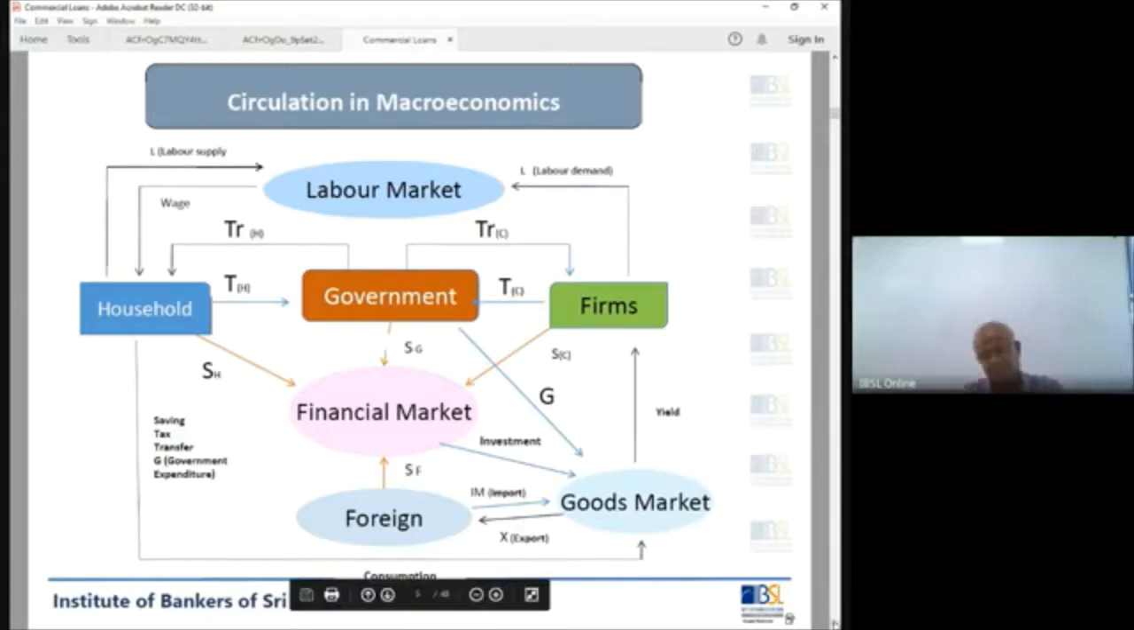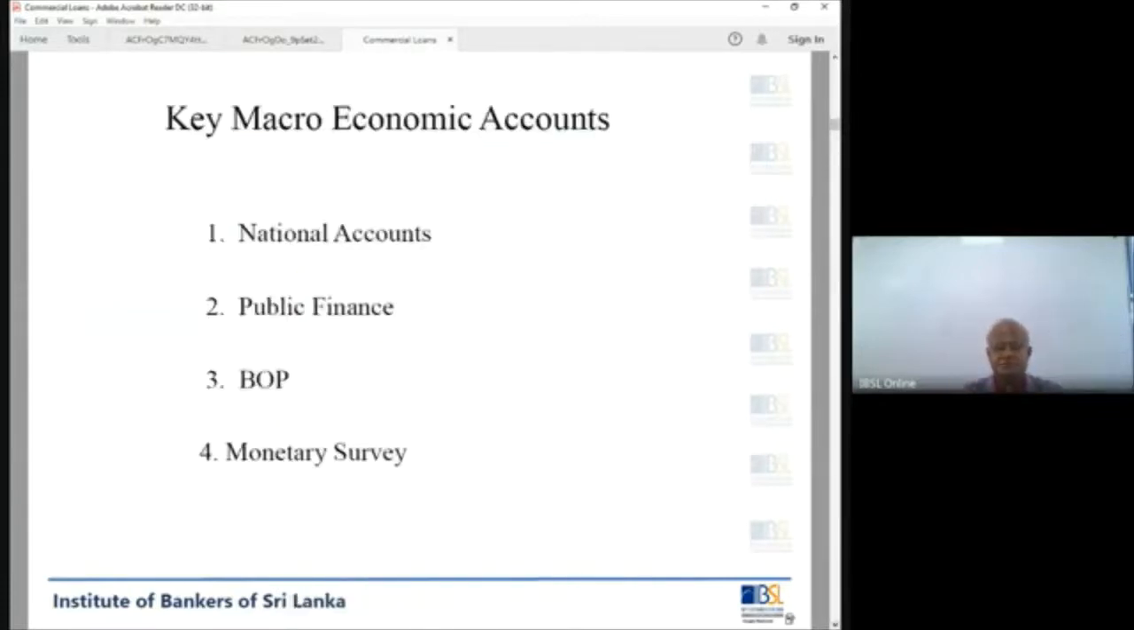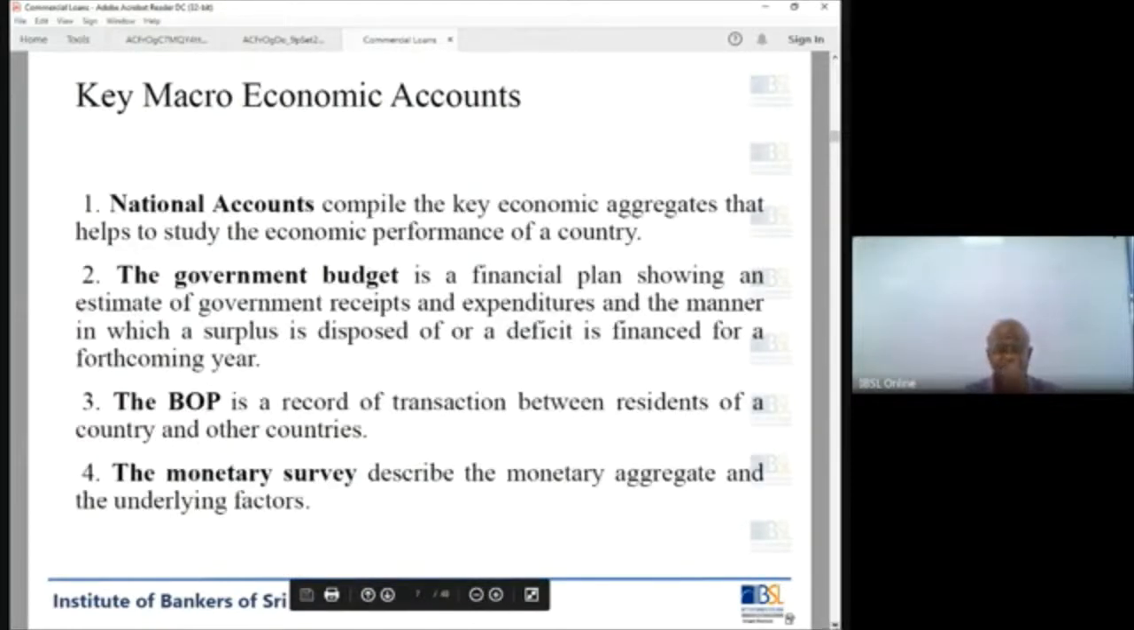To explain this whole economy, we said there are several accounts: national accounts, public finance, where we discuss the budget, and the balance of payment, another account. Balance of payment is an account. A double entry bookkeeping system is used, so a T account is there. Then the monetary survey. Now today we are going to discuss the BOP. What is BOP? The BOP is a record of transactions between residents of a country and another country. Where do we record these transactions? In an account.